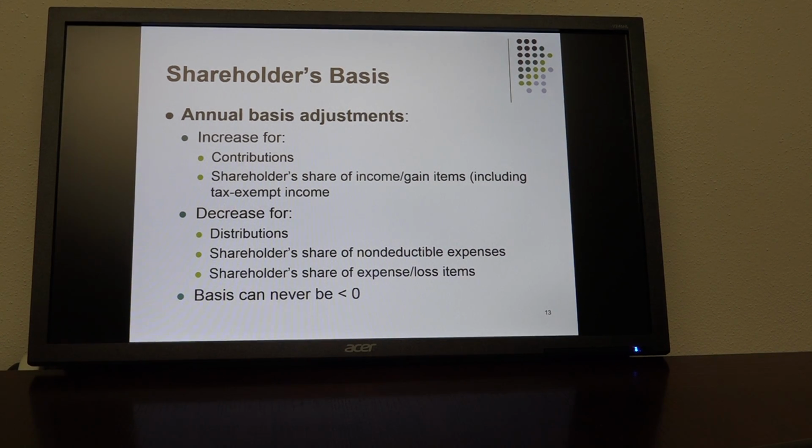You're going to decrease basis for distributions made to a shareholder, the shareholder's share of non-deductible expenses, as well as the shareholder's share of expense and or loss items. Note here that basis can never be less than 0. That makes sense, right?